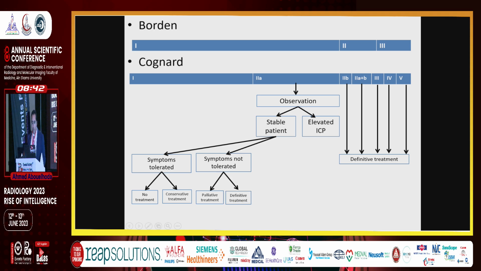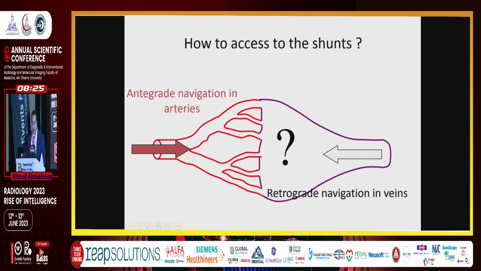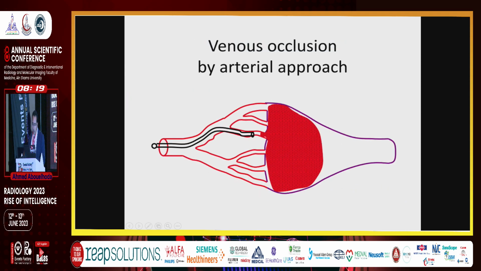The benign types, Borden type 1, Cognard type 1 and 2A, we will observe the patient unless he has symptoms. The other types are the aggressive types and should be treated. Our curative treatment is occlusion of the primary draining vein, either through the arterial or the venous side. Here is the antegrade navigation through the arteries, and here is the retrograde navigation through the veins. The aim is to plug and close the draining vein.